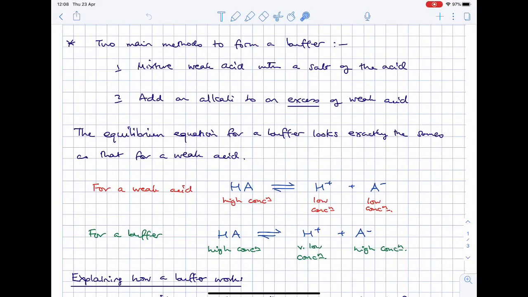Another way to make the buffer is, rather than just add the salt directly to the acid to have these two components, we're going to make the salt in situ by adding excess weak acid to an alkali. Well, what happens if you add an excess of weak acid to an alkali? Well, you're going to have the alkali reacting with the weak acid to make the salt. So you make the salt in situ, and then because you've got excess acid, you have the acid as well. So that's another way of making the buffer.